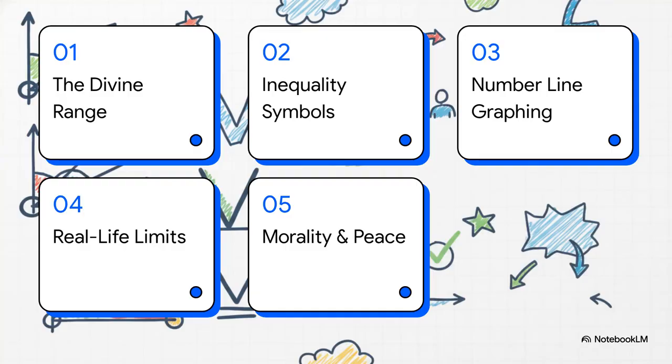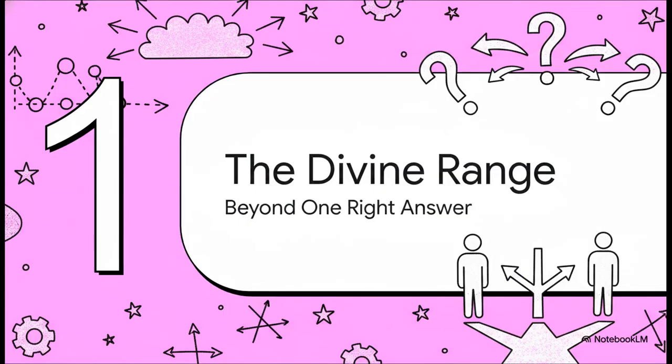So here is our roadmap for today. 1. The divine range. 2. Meet the inequality symbols. 3. Graphing on the number line. 4. Real-life limits and ranges. And finally, 5. Morality, education, and peace. Let's jump right into section 1, the divine range.